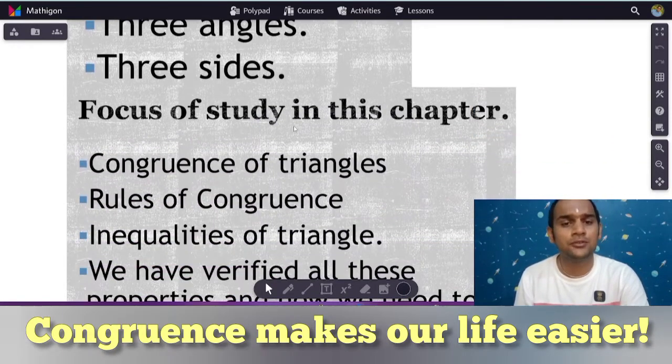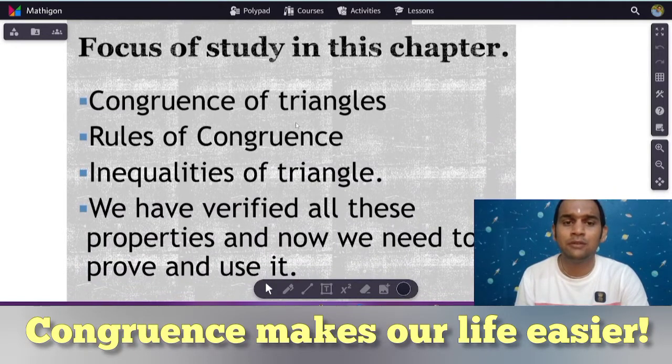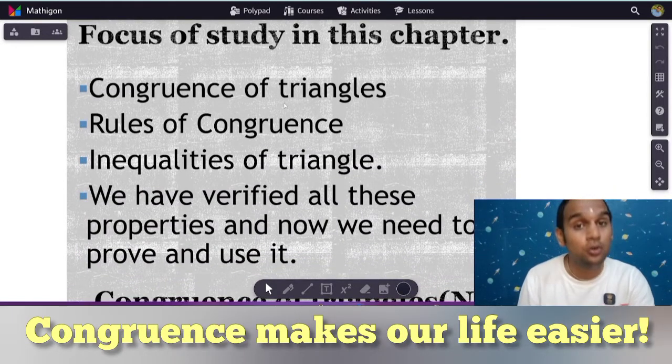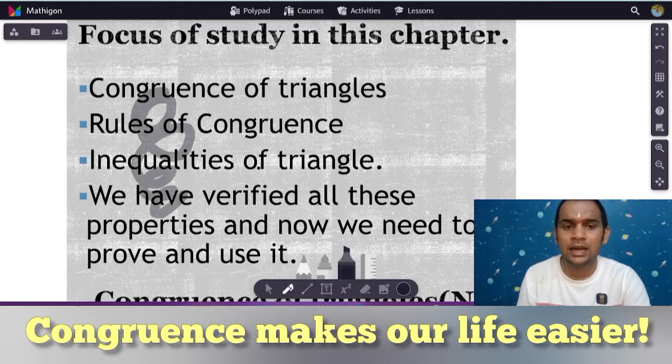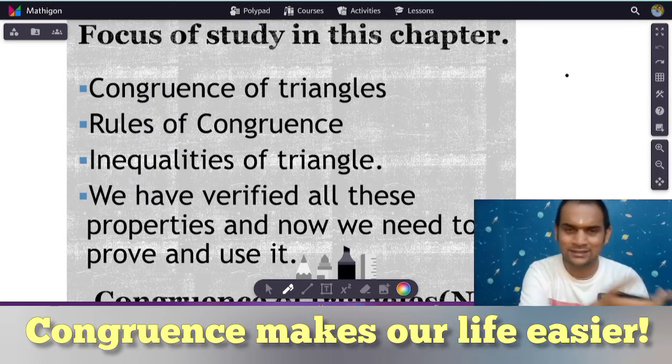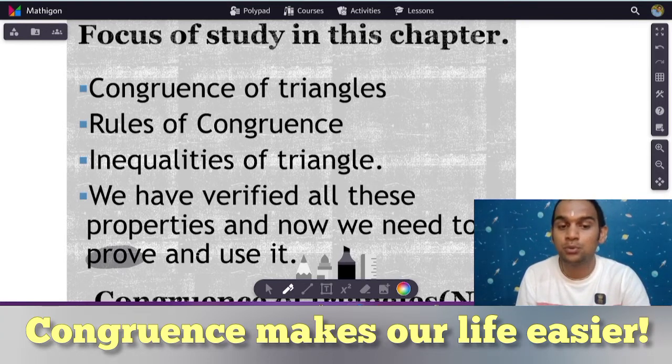So what is the focus of study in this chapter? In this chapter, we are focusing right now on congruence of triangles, rules of congruence, inequalities of a triangle. Now, all these three properties we have already verified in some way or the other in our previous classes, that is class 7th or 8th, but we have never proved it. So over here, our main focus will be how to prove them and where do we use it, right?